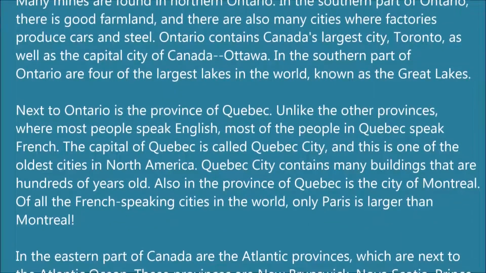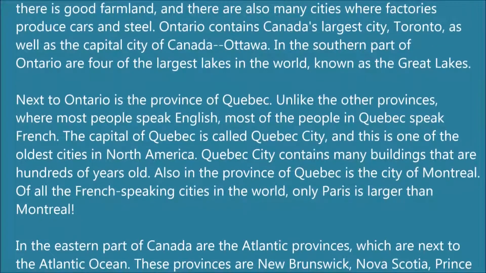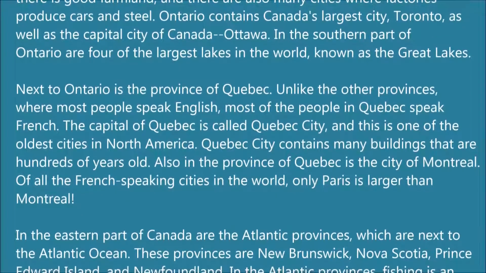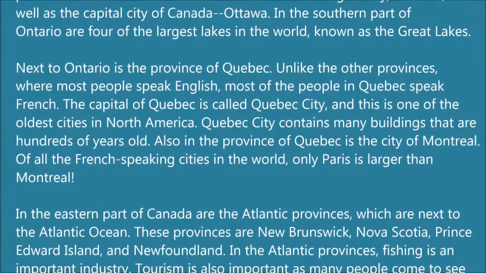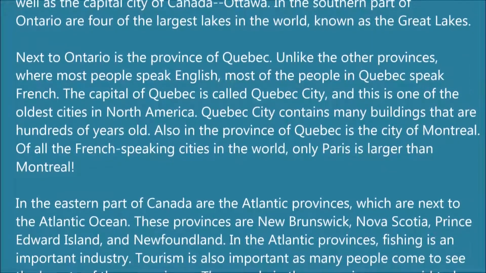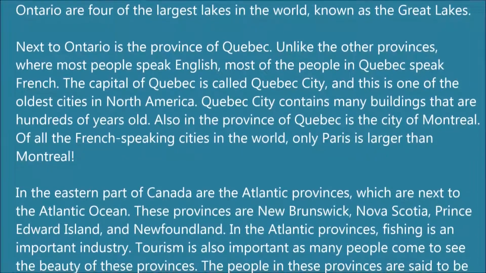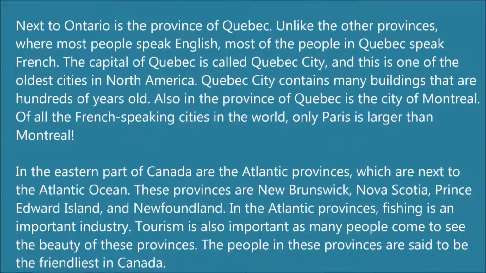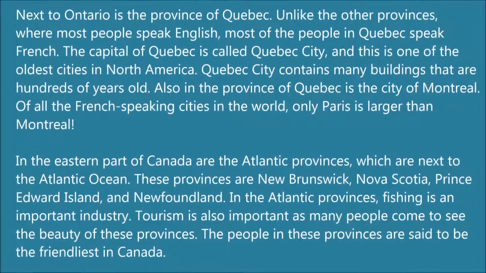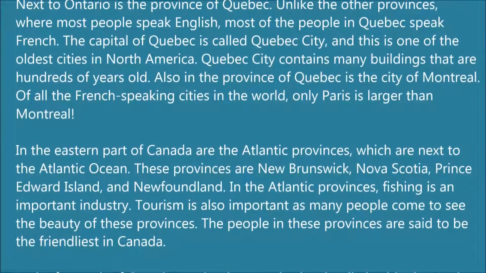Next to Ontario is the province of Quebec. Unlike the other provinces where most people speak English, most of the people in Quebec speak French. The capital of Quebec is called Quebec City, and this is one of the oldest cities in North America. Quebec City contains many buildings that are hundreds of years old.